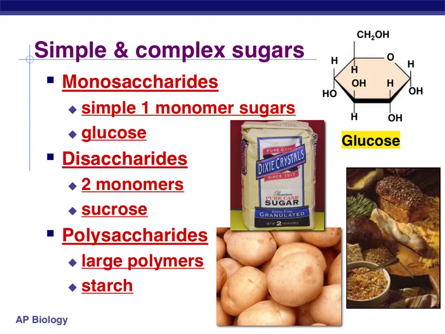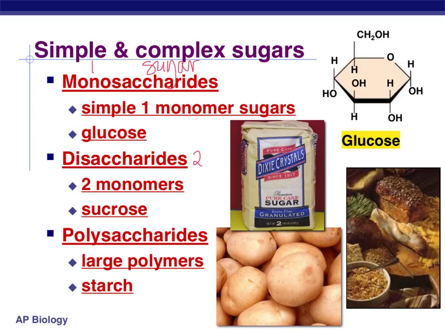So we can take our carbohydrates and break them down into two big groups, simple versus complex sugars. So simple sugars would be monosaccharides. Mono means one, and saccharide means sugar. So literally this means one sugar. And that's how many monomers a monosaccharide will have. It has just one type of monomer sugar. So a polymer of glucose is just glucose repeated over and over and over and over again.